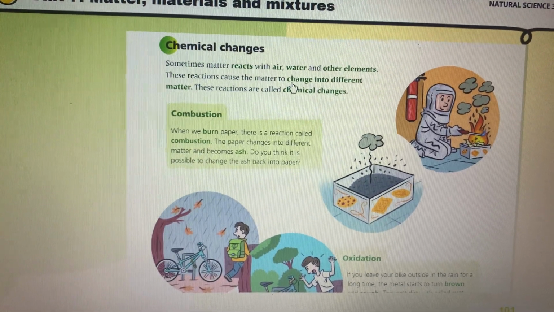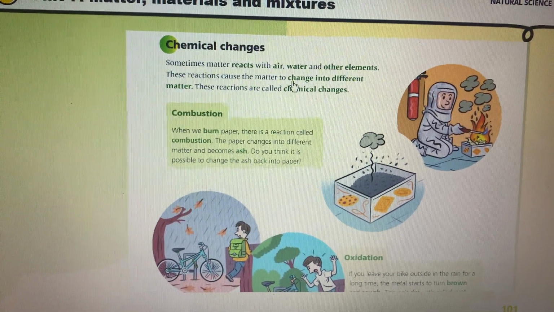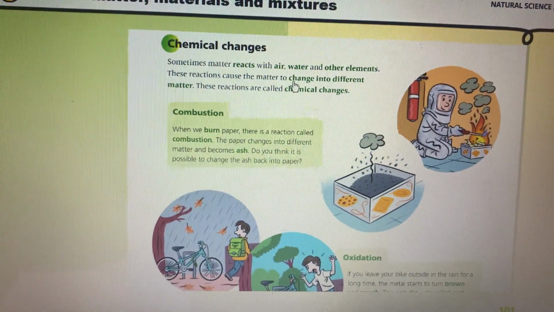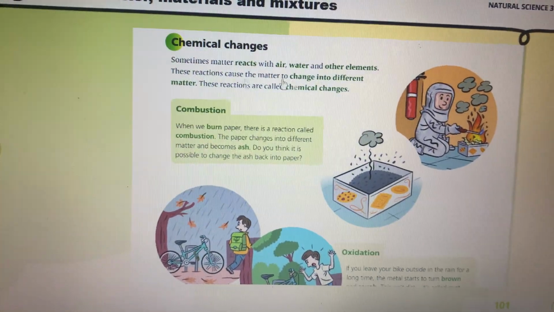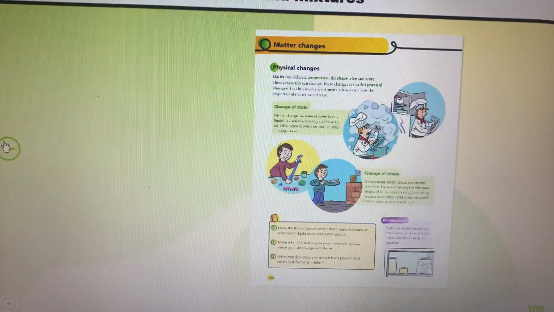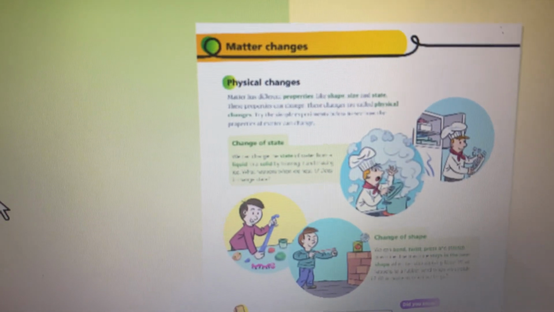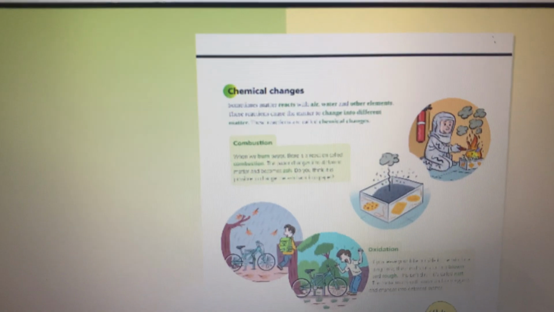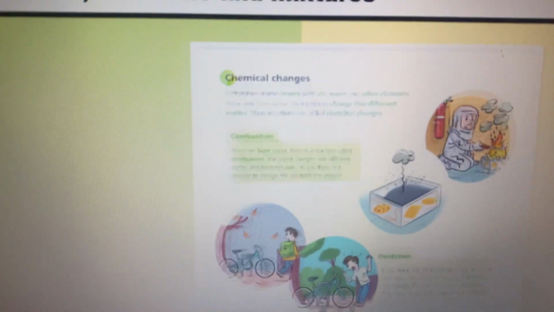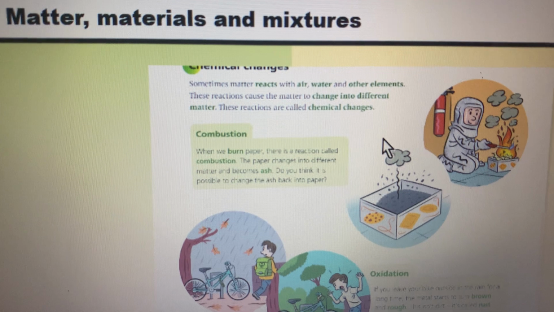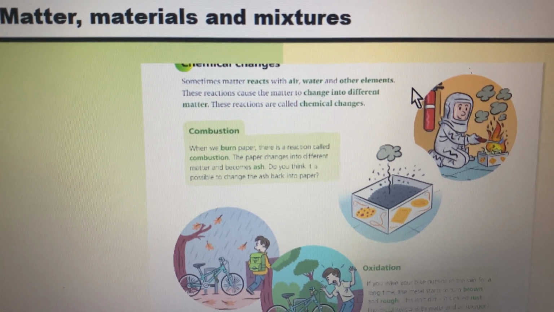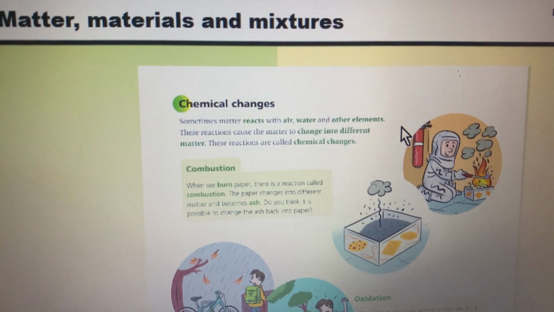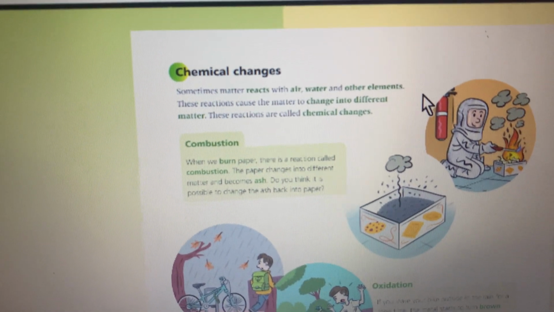Sometimes matter reacts with air, water, and other elements. If you remember, matter also changes in a physical way. That is the previous lesson that we studied. But this time it says that it can change through chemical processes, that it can be with air, with water, and other elements. These reactions cause the matter to change into different matter.